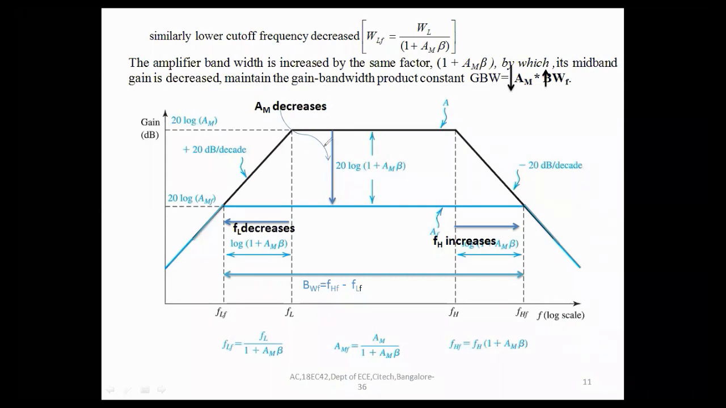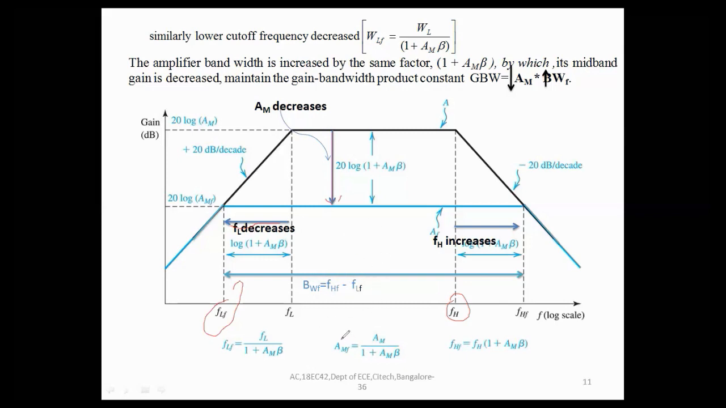Okay, let us see. After connecting the feedback, the midband gain decreases. Why does it decrease? Because it is divided by the negative feedback factor 1 plus Am beta. If the midband gain is decreasing, obviously the lower cutoff frequency decreases, so FL becomes FLF, and meanwhile FH becomes FHF. So the overall bandwidth with feedback increases, and this is called bandwidth extension.